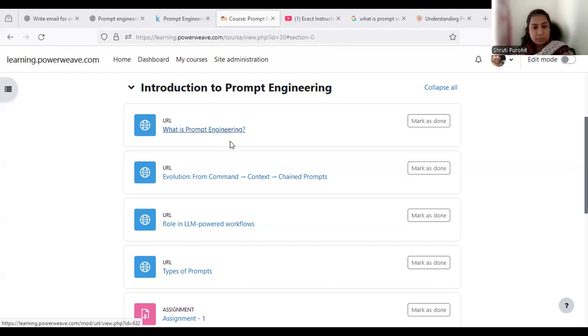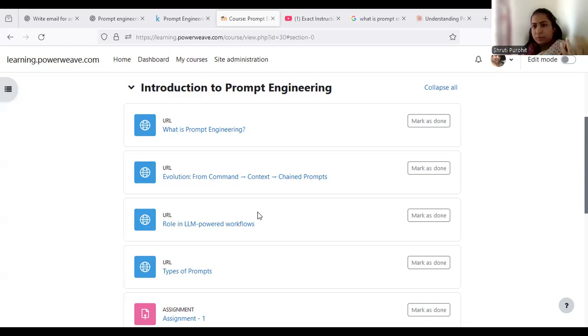In the first section, we are covering what is meant by prompt engineering, what new techniques are available at this time, and how it has evolved from command, context, and chain prompts. What are the different techniques or ways we use while prompting the AI? Then, its role in LLM-powered workflows.